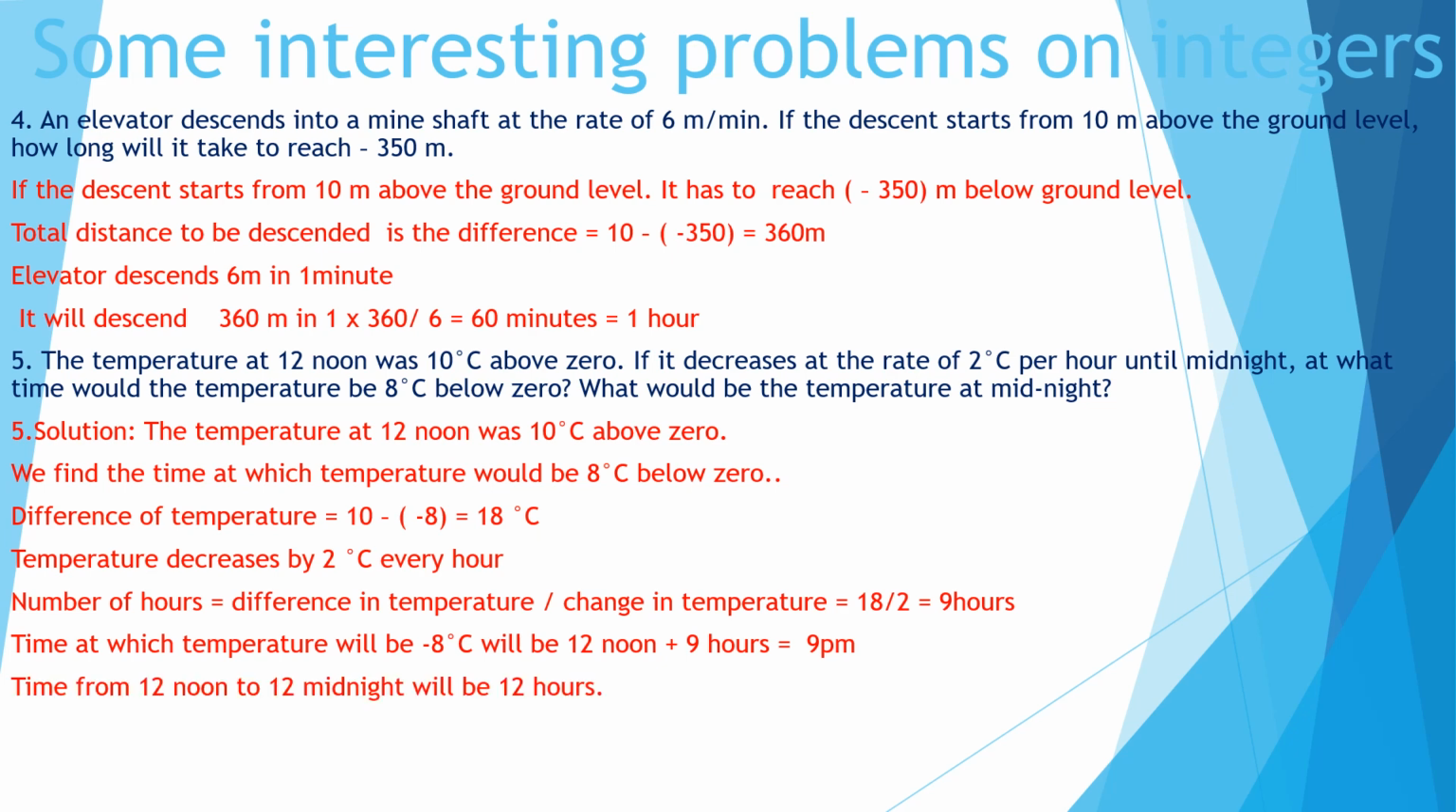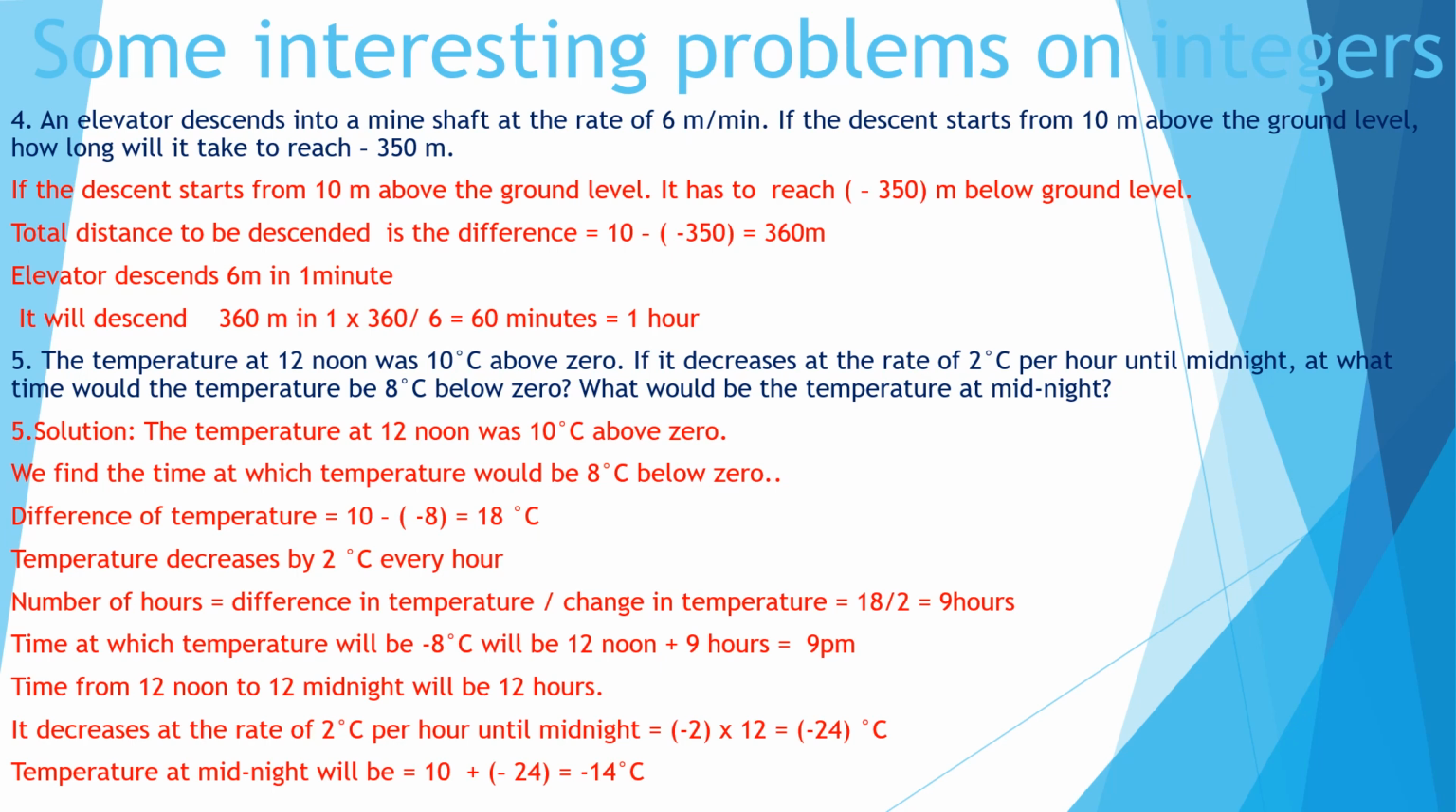Now the time from 12 noon to 12 midnight will be 12 hours. Now it decreases at the rate of 2 degrees Celsius per hour until midnight. So minus 2 multiplied by 12 is minus 24 degrees Celsius. So the total decrease in temperature is minus 24 degrees Celsius. Now the temperature at midnight will be 10 plus negative 24, which is equal to minus 14 degrees Celsius.